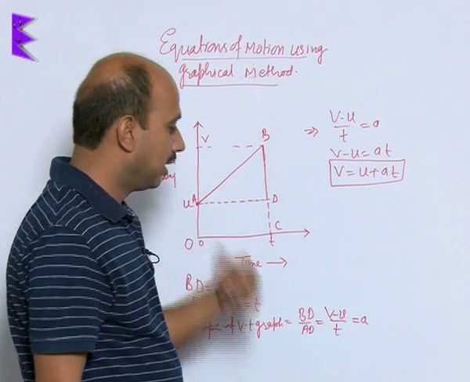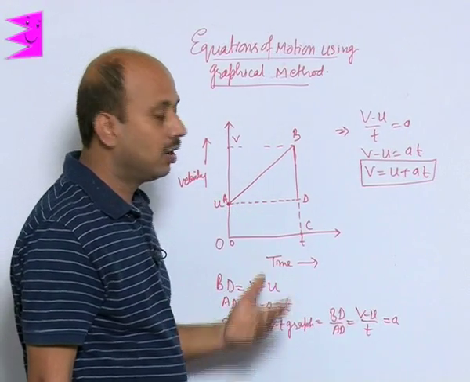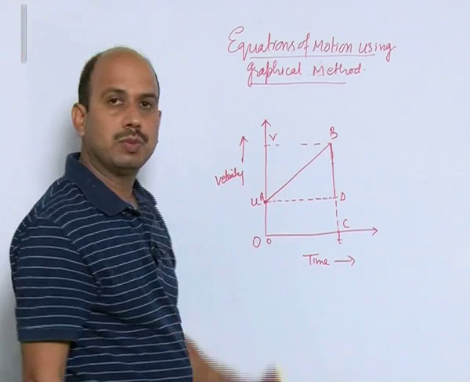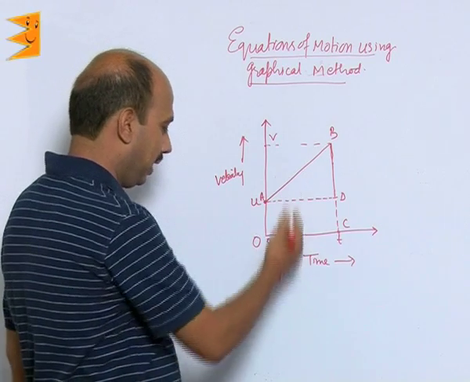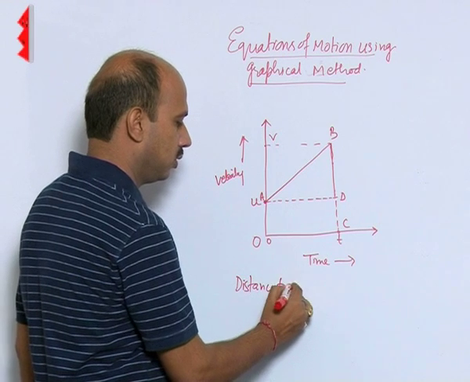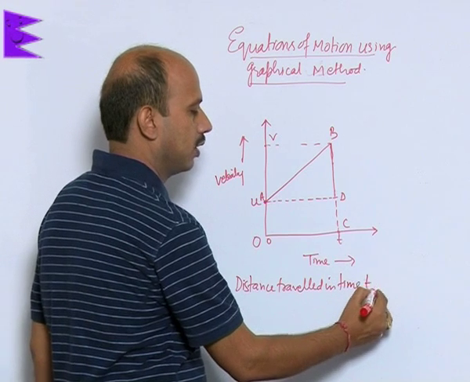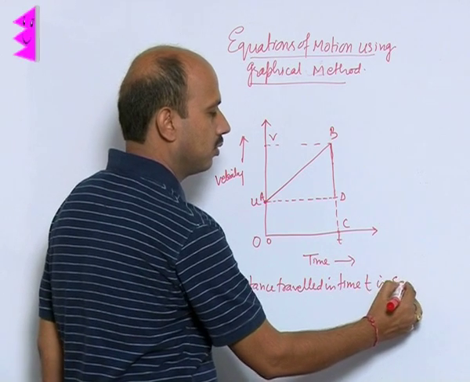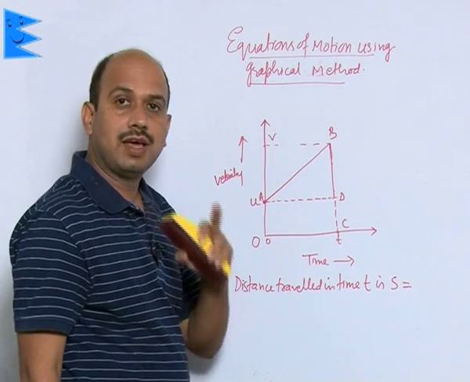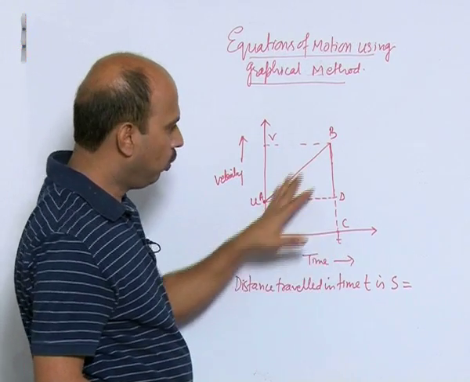Now we can derive another relation, we can find distance from here. So now we will derive the formula for the distance or displacement. We can calculate distance or displacement from this graph. The distance travelled in time t is S, and as I have told already, to calculate distance we calculate the area between the velocity time graph and the time axis. It means this whole area.